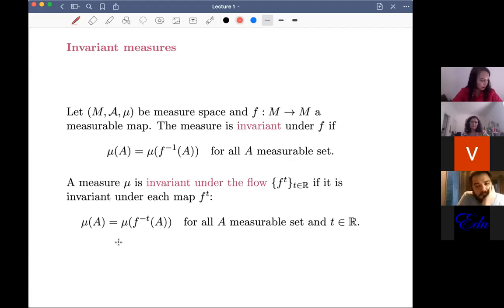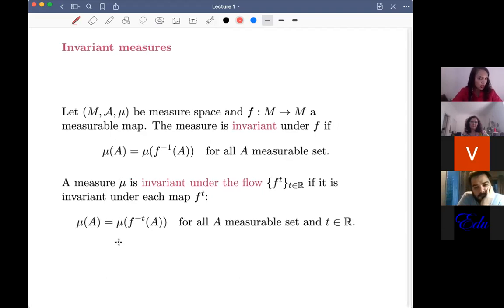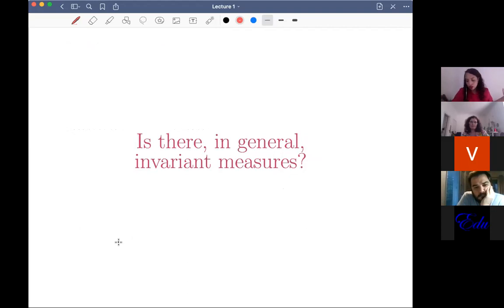I should make a point here. So the first question is: is there, in general, an invariant measure? Because you want to use the invariant measure to understand your dynamical system. Give me a map, can I create an invariant measure?